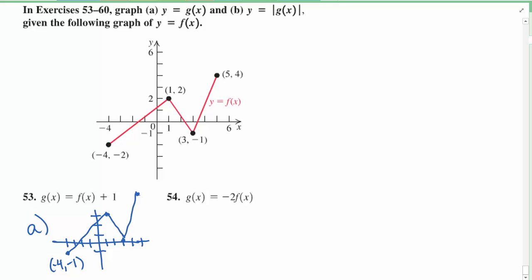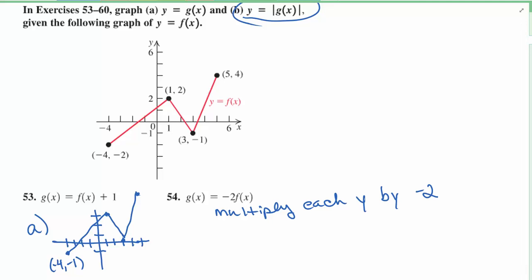Okay, so that's just what that graph looks like. This is going to multiply each y by negative 2. Now if you wanted to look at the absolute value of this function, what would happen is all the negative values would become positive. So on b, let's just do b for just this one. When you had -4 and -1, if you want to look at the absolute value of that, it's going to be -4, 1.